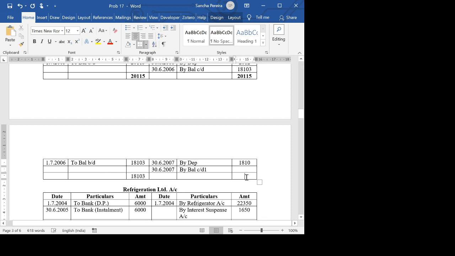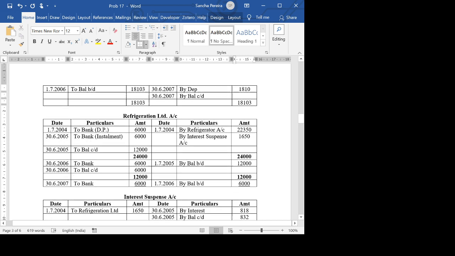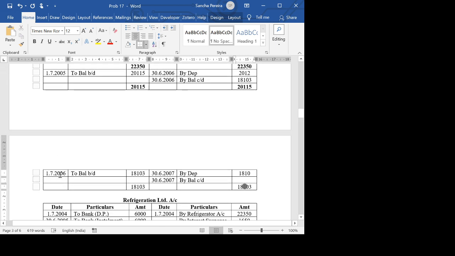Ma'am, 2007, no? Oh, no, no. What happened? Nothing, ma'am. It's 1st July 2007, right? Two balance brought down, the amount which you just wrote. You wrote 2006. Ma'am, it's the opening balance. Oh, sorry, my bad. Yes, ma'am. Yeah, got it.